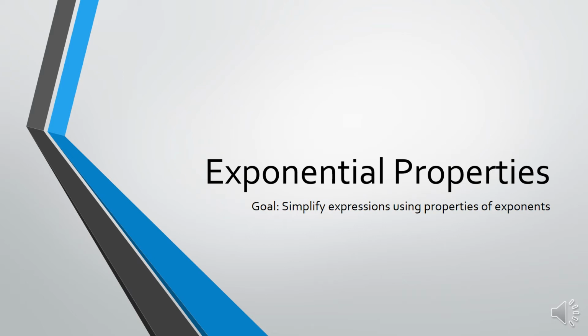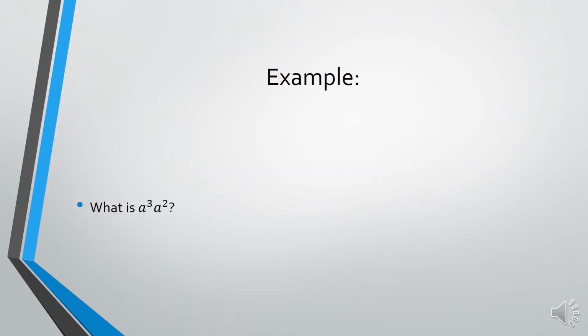The next thing we're going to look at are exponential properties. So the goal here is going to be to simplify expressions using properties of exponents. And where we're going with this is we're going to be looking at polynomials. So just as an example, what is a cubed times a squared?